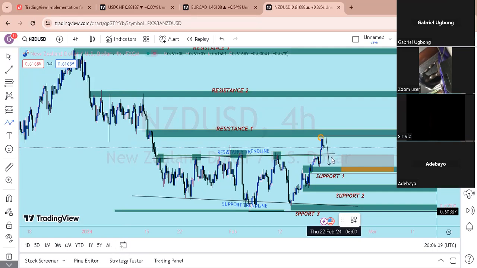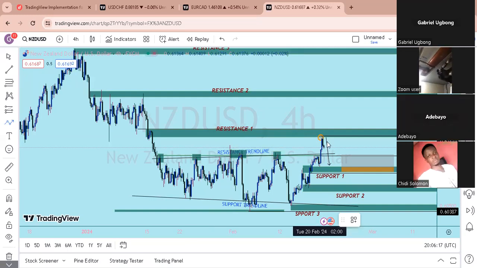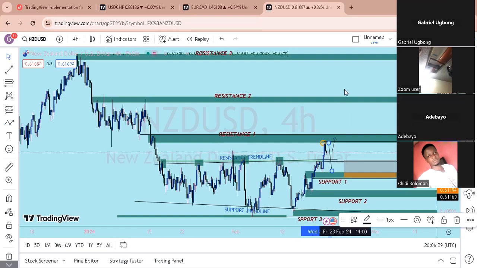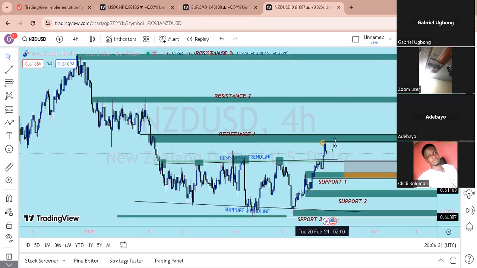Now you're not going to be doing your analysis and just leaving resistance. If it's at the resistance, you need to tell me what you're expecting. You see this arrow is what I'm expecting. So this is what I'm expecting NZD to do. Since the market has gone here, I'm expecting the market to come back to this place.